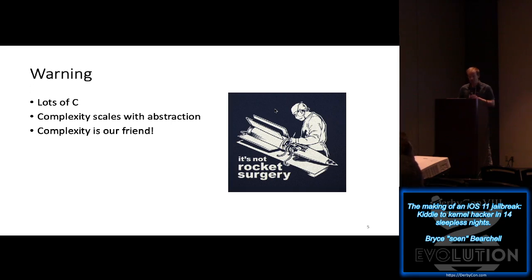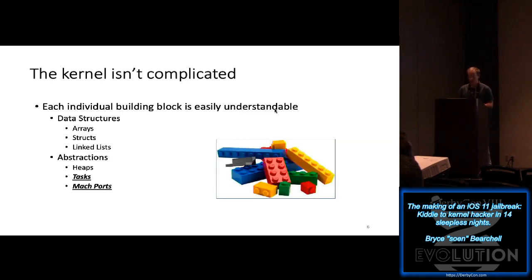So I do have a little bit of a warning. There is going to be a lot of C in here. But don't be afraid of the complexity that we're doing. We're taking simple abstractions. We'll call them Lego blocks, and we'll build like a building. All right? And complexity is our friend, because the bugs that we're using to exploit iOS are a result of this building complexity in the operating system.